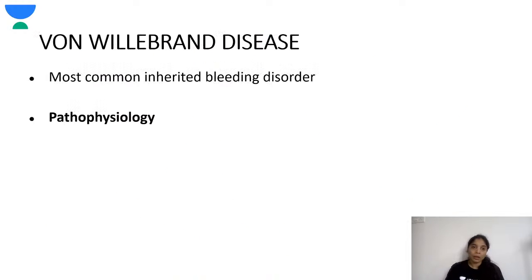Okay, fine. Now we're going to the next topic, that is von Willebrand disease. In von Willebrand disease, that's the most common inherited bleeding disorder. So tell me, what is the pathophysiology? What happens here? You have to know the main thing is there is a deficiency of the von Willebrand factor. So what does this do?